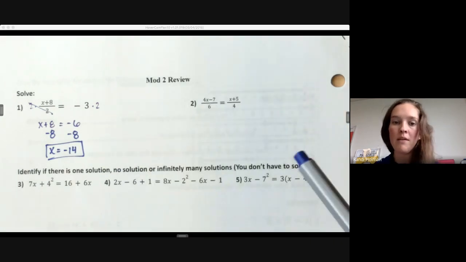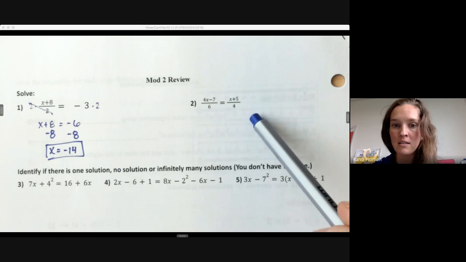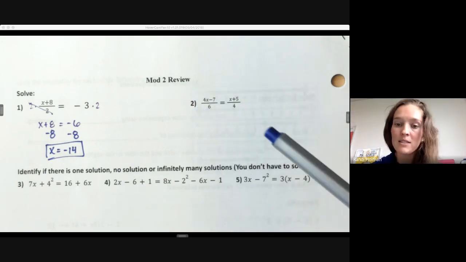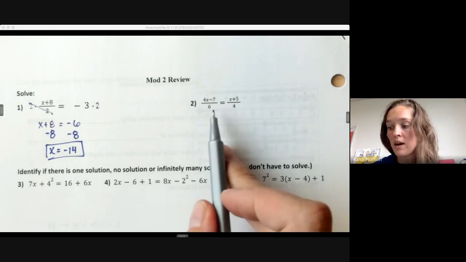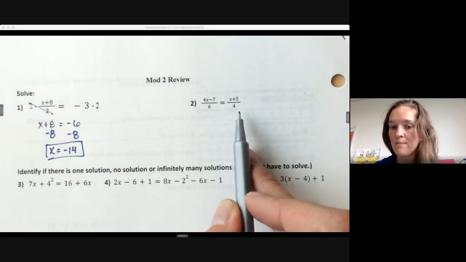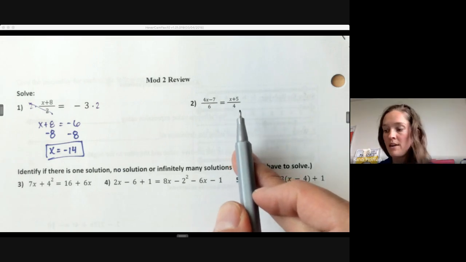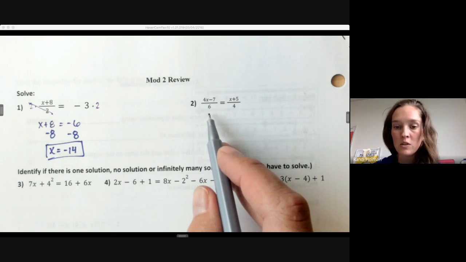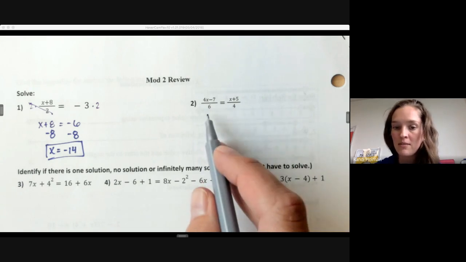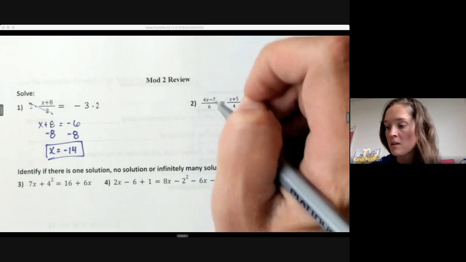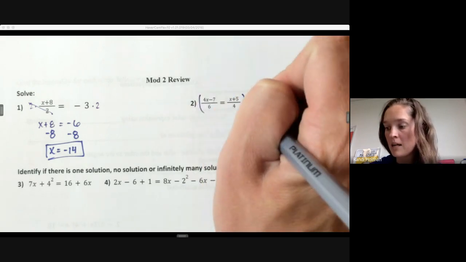Okay, next one here, we have a proportion. So we're dividing both sides. Options here: I can multiply both sides by 4 and both sides by 6. Or we could also find the least common denominator of 4 and 6, since they're just values, constants, and they don't have a variable. So if we find the least common multiple of 4 and 6, that's 12, right? 4 doesn't go into 6 evenly, but 2 6s is 12. 4 does go into 12 evenly. So we can multiply both sides of our equation by 12.